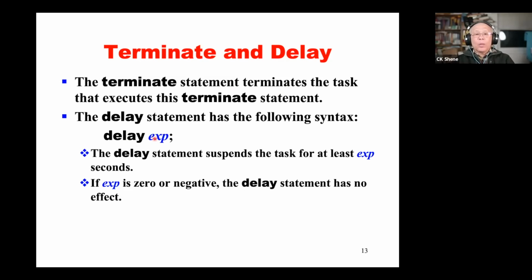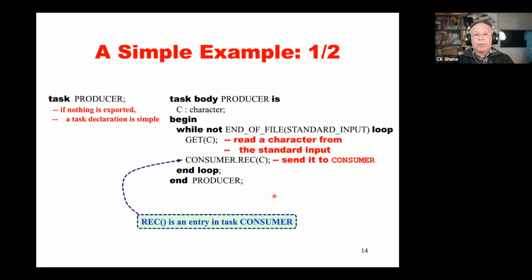So when delay followed by an expression is executed, the task will be suspended for at least this number of seconds. It's only slightly higher. It won't be less than the given value. Now, if the expression is 0 or negative, the delay statement has no effect. A very simple example.